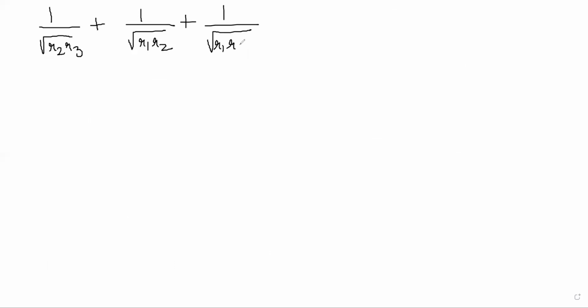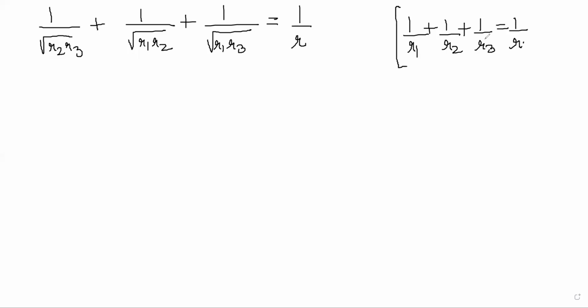So I have this result right now, 1 by root r2 r3 plus 1 by root r1 r2 plus 1 by root r1 r3 is equal to 1 by r. Now there is an identity that is proved in S L Loney. The identity is 1 by r1 plus 1 by r2 plus 1 by r3 is equal to 1 by r. Why is this identity going to be important here? And first of all, is this even true?